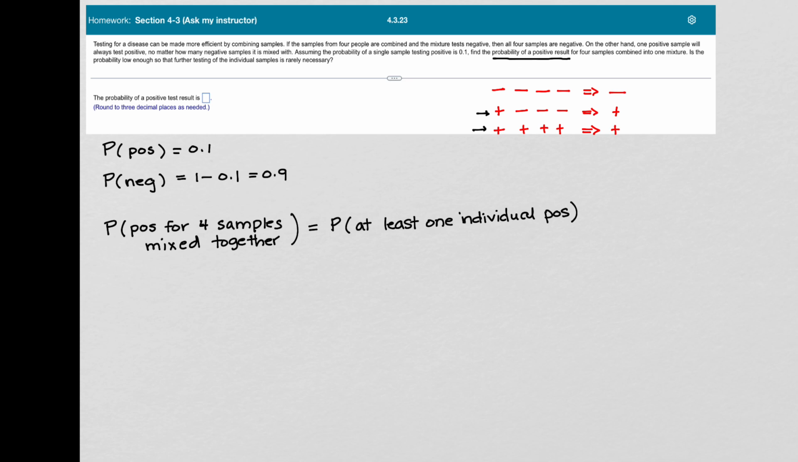So when we're calculating the probability of at least one, I don't want to have to figure out all the different ways we could have at least one positive. So what we're going to do is instead of that, we're going to calculate this by saying, what's the opposite? And then subtracting from 1. So probability of at least one individual being positive is the same thing as 1 minus the probability of all being negative.